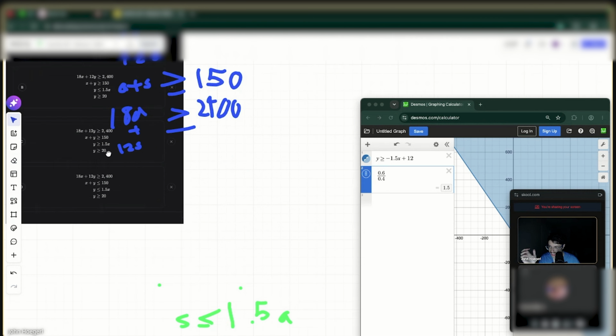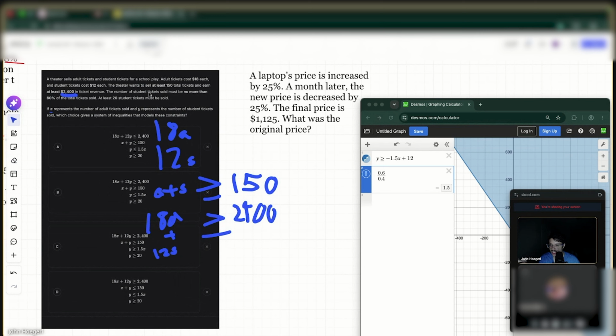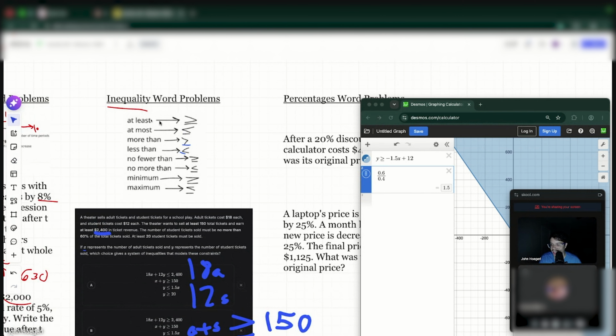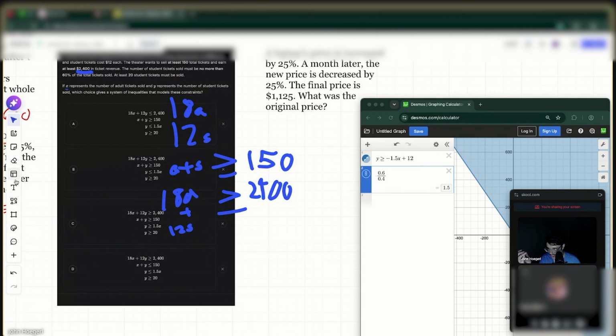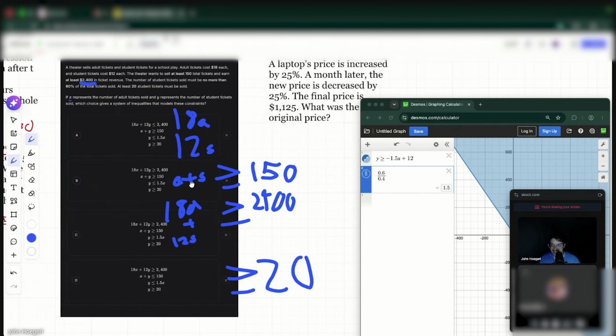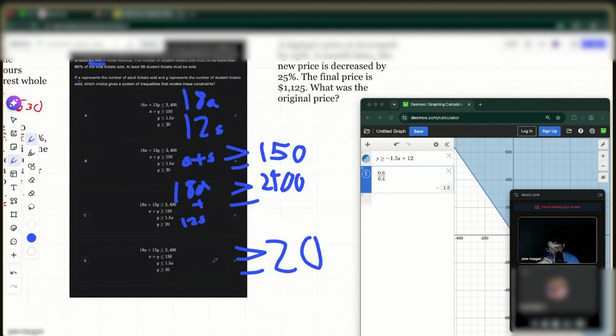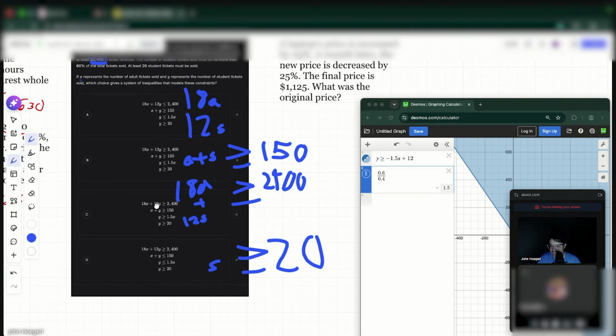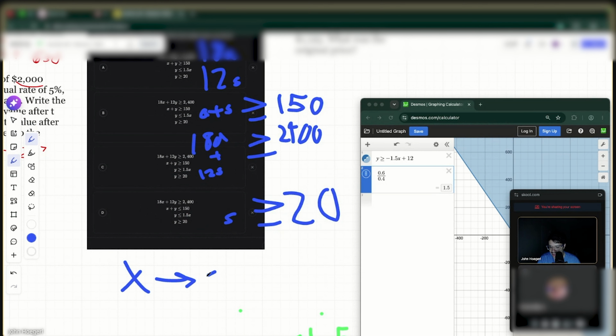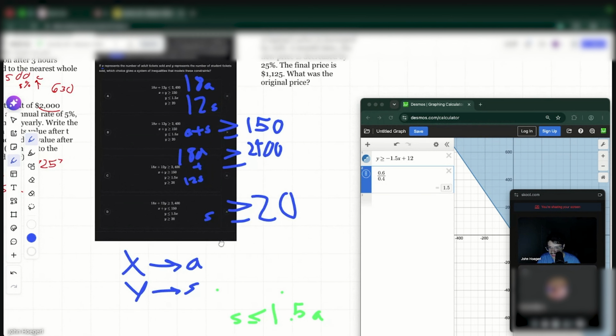One more piece of information they gave us is that at least 20 student tickets must be sold. So at least, again, that's greater than or equal to, so I can just do 20. And that is for the student tickets, S. Last thing here, it says that X is the number of adults, so X is A. And Y is the number of students. So I've kind of made it just clear.